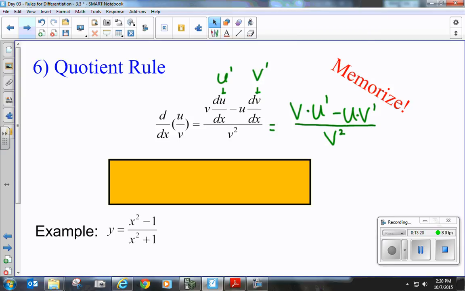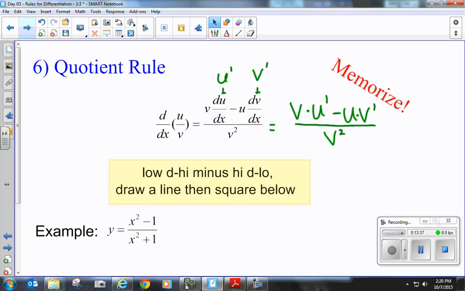Now, there's a saying that I told the kids last year that I learned in college, and it's a rhyme and it helps. You ready? I'm assuming silence means yes. Okay. Low d high minus high d low. Draw a line and square below. So I take my low times the derivative of the high minus your high times the derivative of the low. Draw a line and square whatever's below.